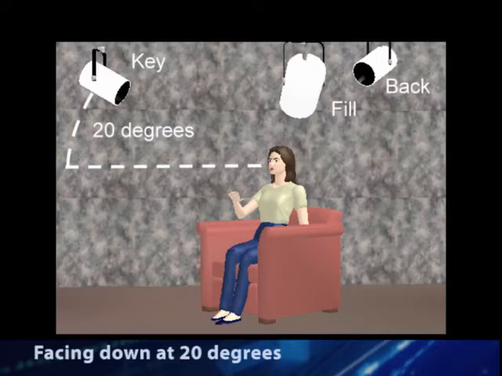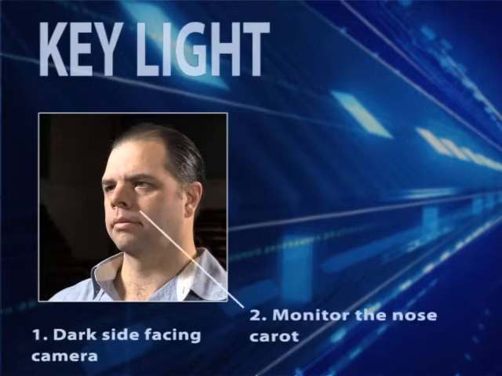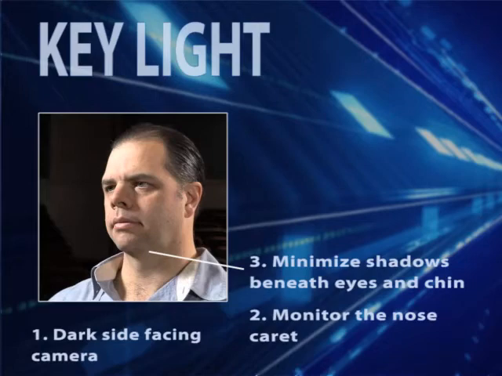Now let's discuss how to finalize these positions. Rule number 1 is to place the key light opposite the camcorder so that the dark side of the face is facing the camera. Then monitor the nose carrot. It's best either close to the nose or totally hidden in shadows, but don't let it lay like a blob on the cheek or extend downward into the lips. Lower the lights to minimize the shadows beneath the chin and eyes.